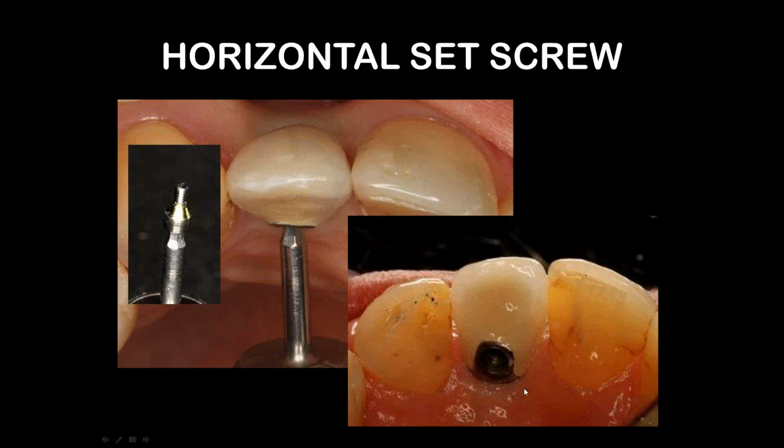Because the set screw is almost flush with the surface, I don't cover it with anything. I simply leave it like that. Patient will remove any food debris from there with their toothbrushing. If any food debris does get stuck in here, the brush will take it out, and after all, food debris cannot irritate metal, because that's what this is.